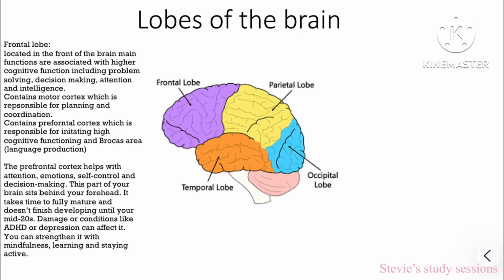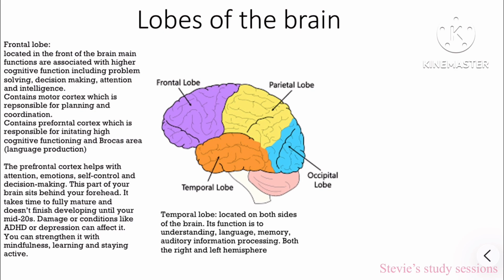The prefrontal cortex helps with attention, emotion, self-control, and decision-making. It takes time to fully mature and doesn't finish fully developing until your mid-20s. Damage to it causes conditions like ADHD or depression. You can strengthen it with mindfulness, learning, and staying active.